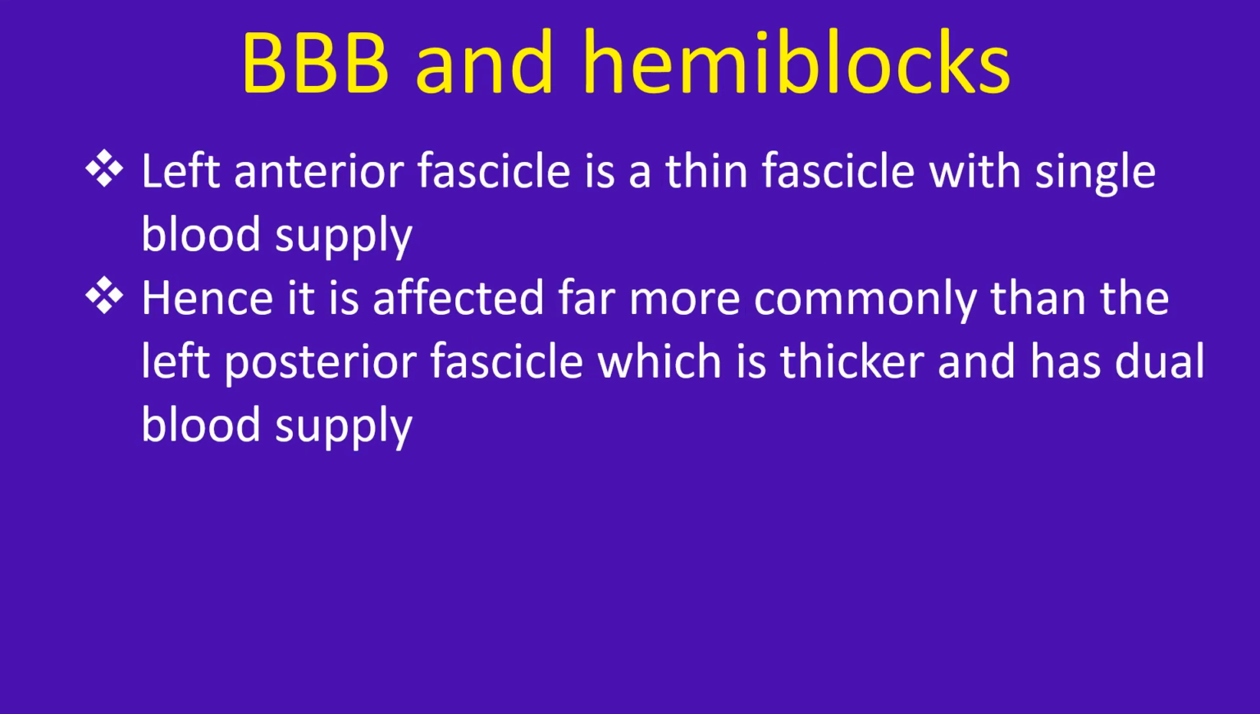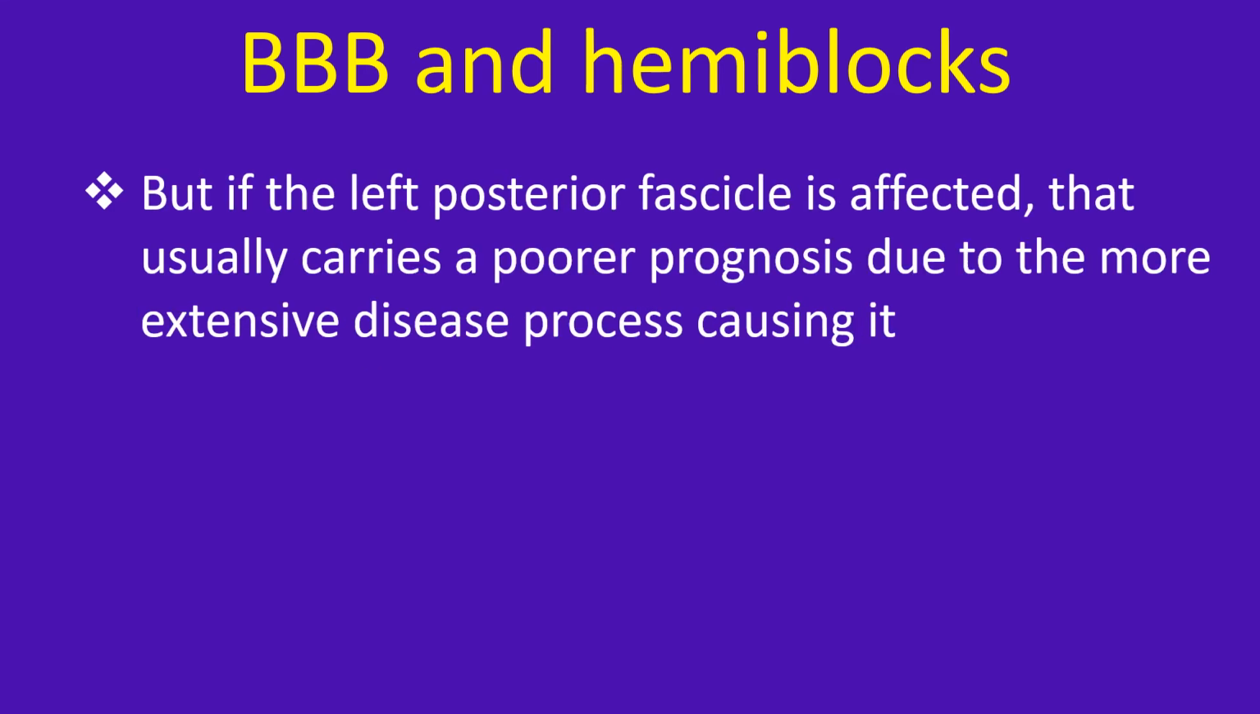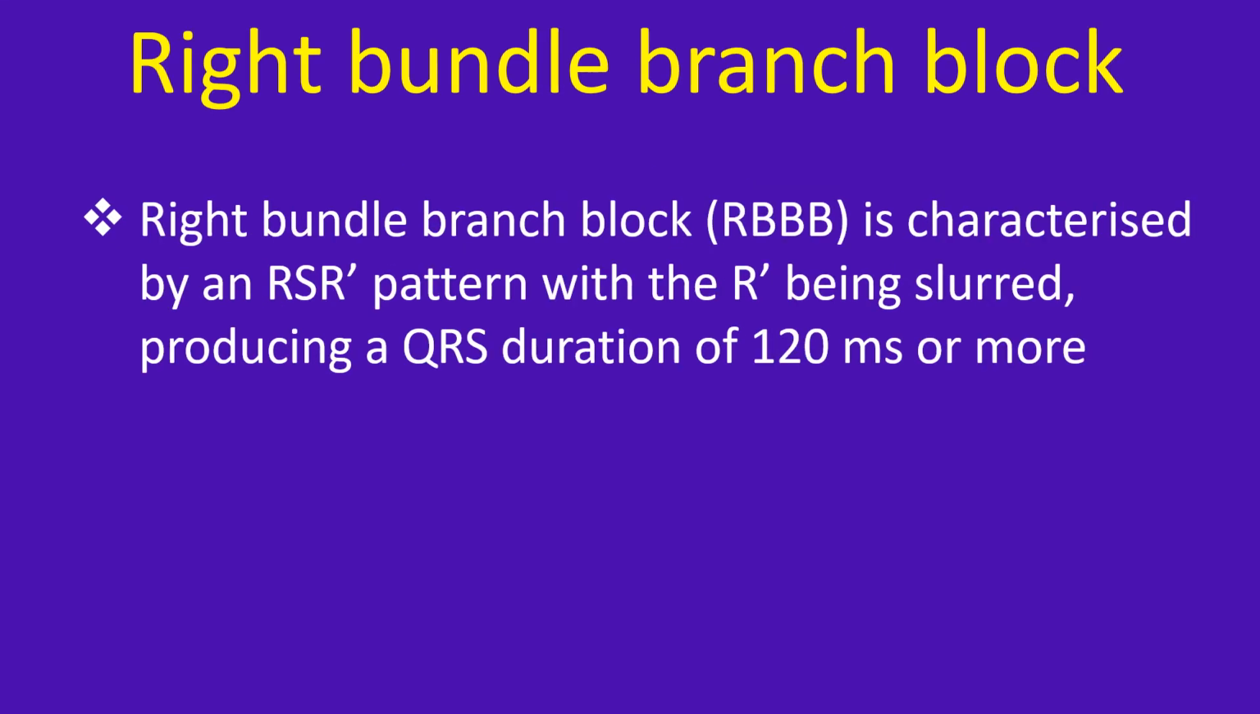Left anterior fascicle is a thin fascicle with single blood supply. Hence, it is affected far more commonly than the left posterior fascicle, which is thicker and has dual blood supply. But if the left posterior fascicle is affected, that usually carries a poorer prognosis due to the more extensive disease process causing it. Right bundle branch block is characterized by an RSR prime pattern with the R prime being slurred, producing a QRS duration of 120 milliseconds or more.